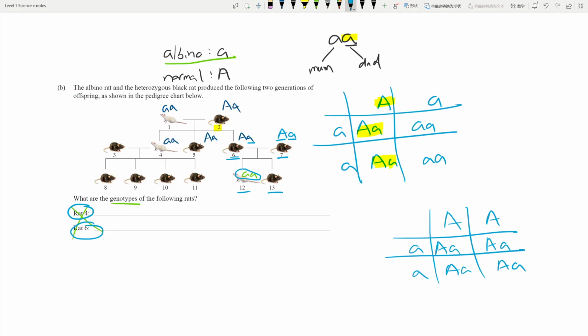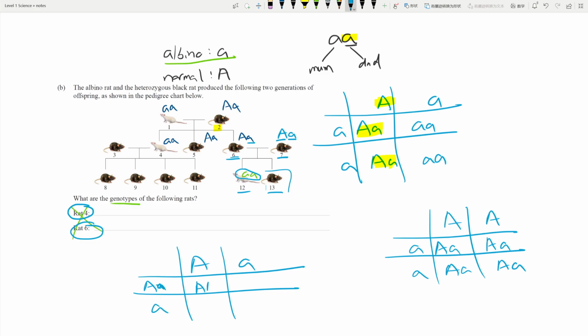Now for number 13, we actually don't know, because if you do the Punnett squares of these two parents, you can see there are 3 possible genotypes. The ones I'm highlighting right now can all become number 13. So it could be capital A, capital A, or capital A, small a. So either homozygous dominant or heterozygous, we don't know. And how could we know? Select that rat, get it to reproduce, and then look at the future generations.